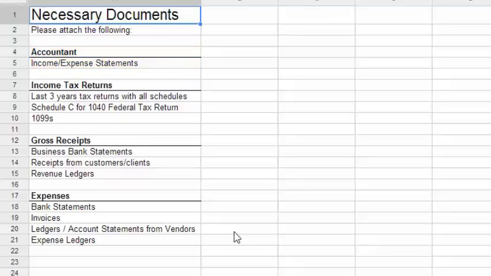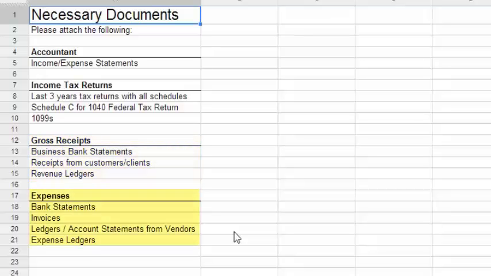If not, what you're going to need to gather together are your last 3 years of tax returns with all schedules that are attached, including your Schedule C on your 1040 federal tax return, and any 1099s or business tax returns that you have. Also, when we're looking at your gross receipts, you're going to want to have your bank statements from your business, any receipts that you've written to your customers for payments, as well as any revenue ledgers, register tapes, or other documents that are going to show what money is coming in.